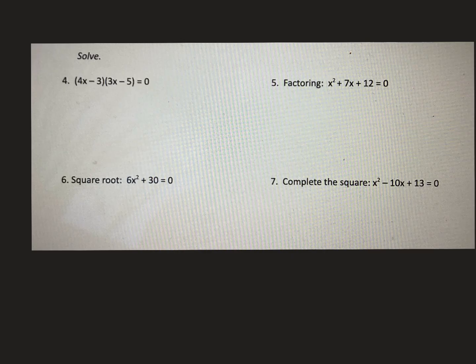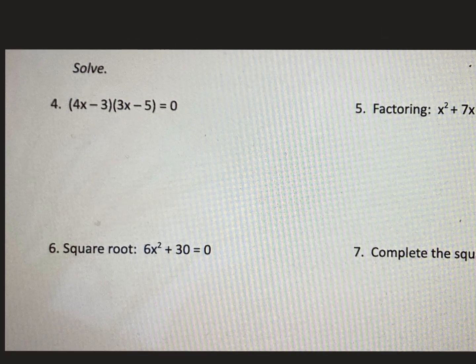All right, number 4, solve. This one's already factored for you. Remember, the solution of these, once they're factors, is the opposite of the second number over the first. Somebody's already done slide, divide, slide for you. So my 2 answers are 3/4 and also 5/3. Please don't miss that tomorrow.